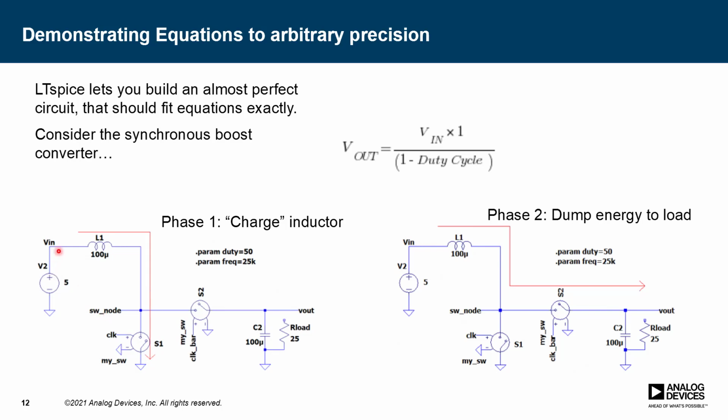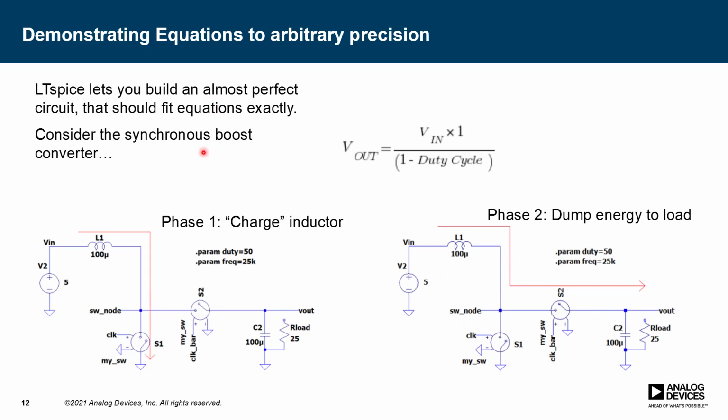So this is that exact same circuit we looked at a few slides ago. I've got a 5-volt power supply across a 100 microhenry inductor, but I switch it rapidly. I don't leave it connected. I let the current build up to a certain value, and then I shut this switch off and dump the energy stored in the inductor into an output capacitor here.